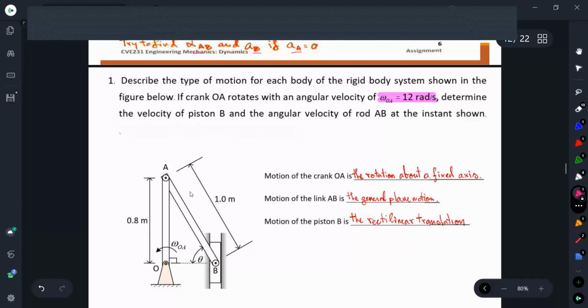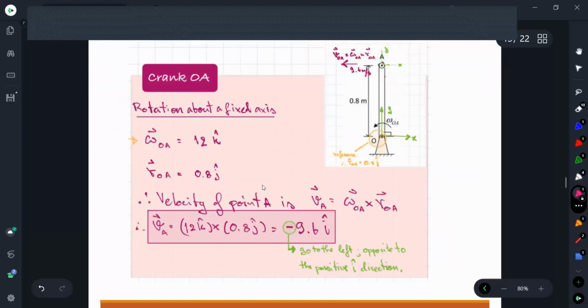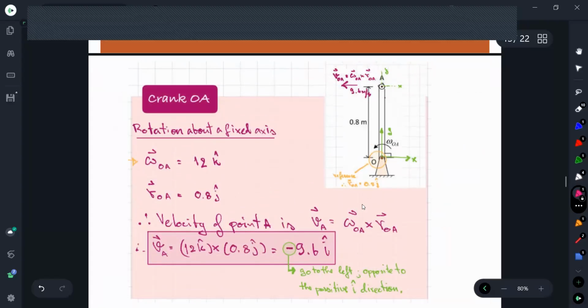Link OA is the rotation about a fixed axis, link AB is the general plane motion, and piston B is the rectilinear translation. According to this, we do the same thing for the first step. We know that link OA is the rotation about a fixed axis, and we know omega OA from the problem. So it's maybe better to start with link OA first.